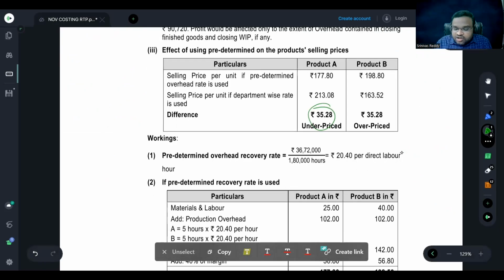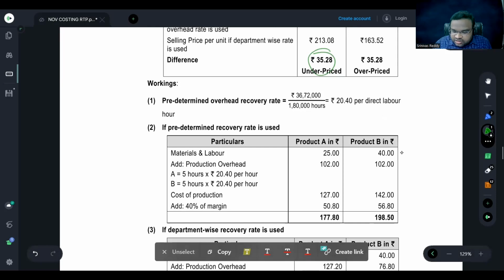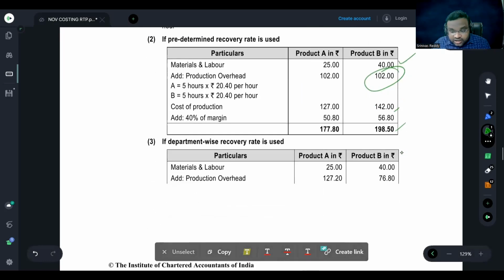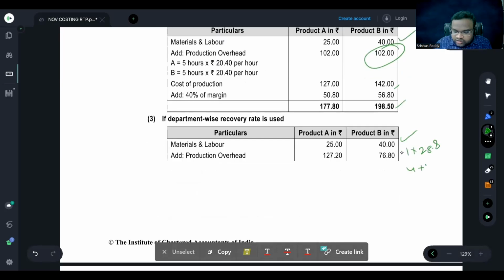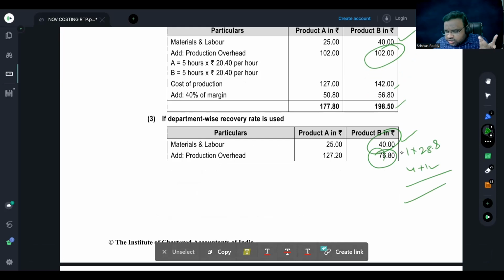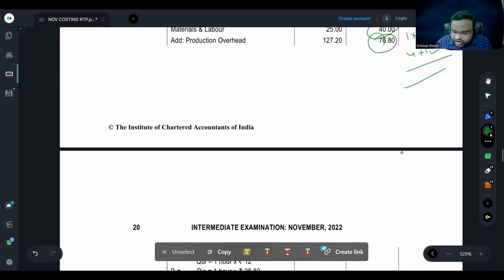35.2 points. When it comes to product B, it is the same. Based on the predetermined rate, 5 hours into 20.4 plus margin. If it is based on the department recovery rate, 40, 1 hour into 28.8, 4 hours into 12, 76.8. 40 plus 76.8 is 116.8 into 140%, 40% margin on 100% cost, so the total sales price would be 163.52.